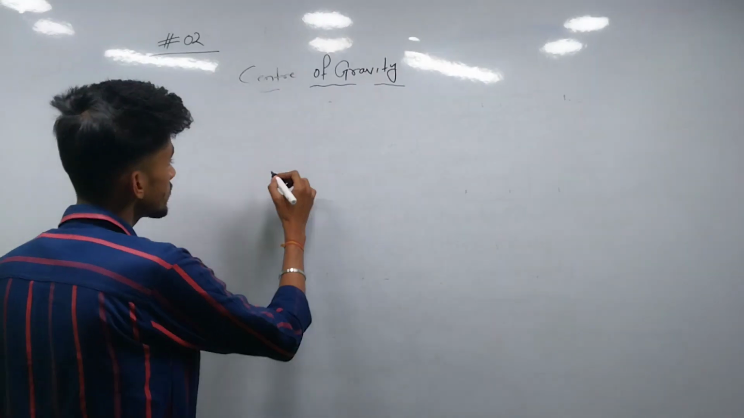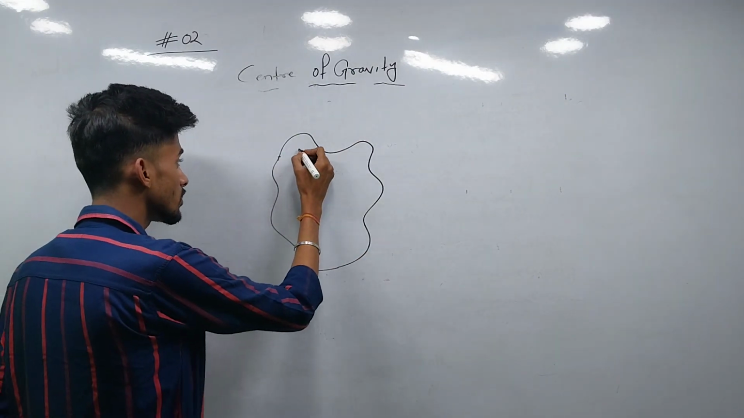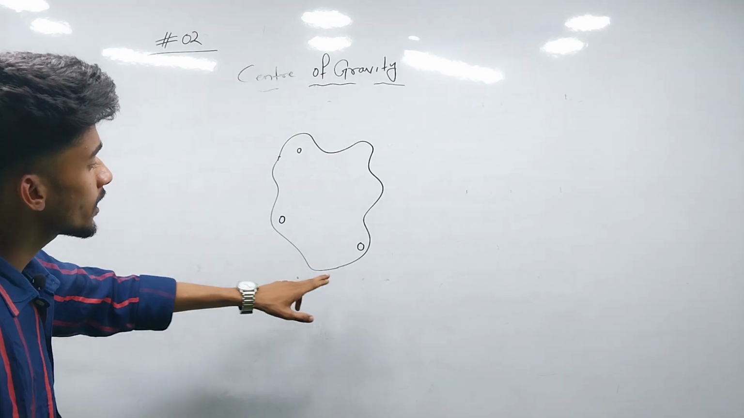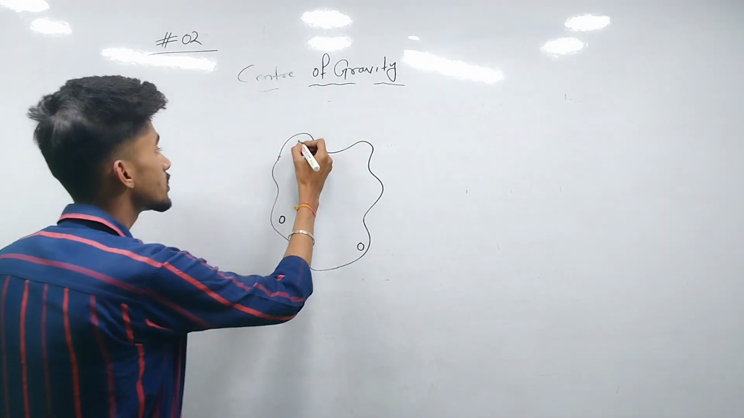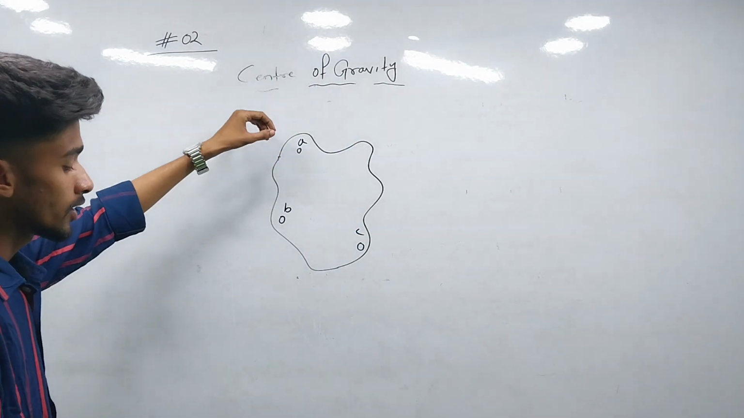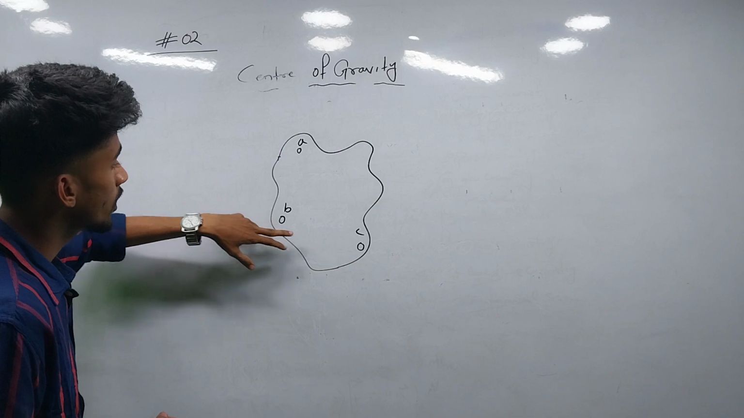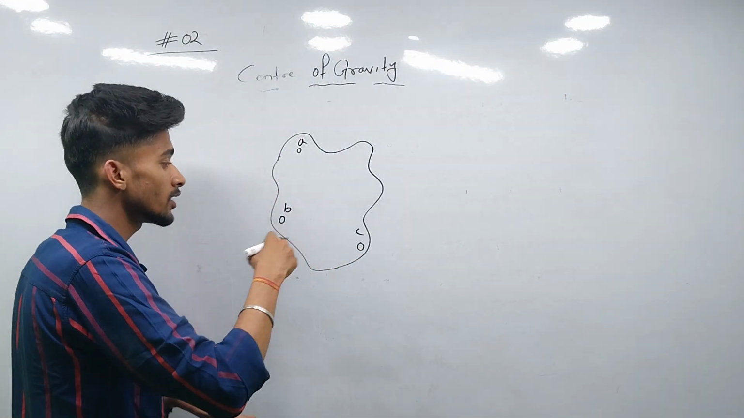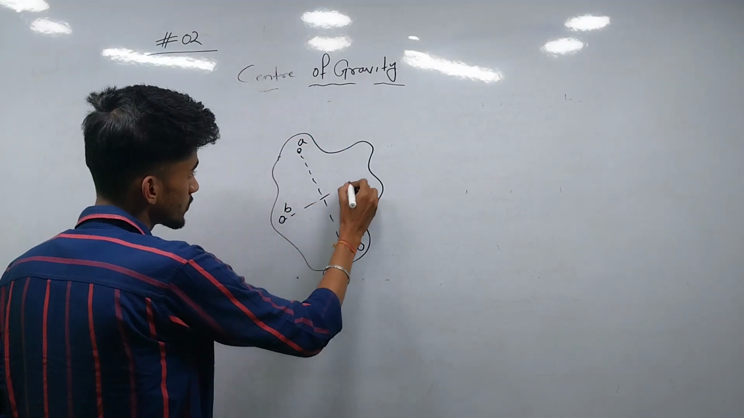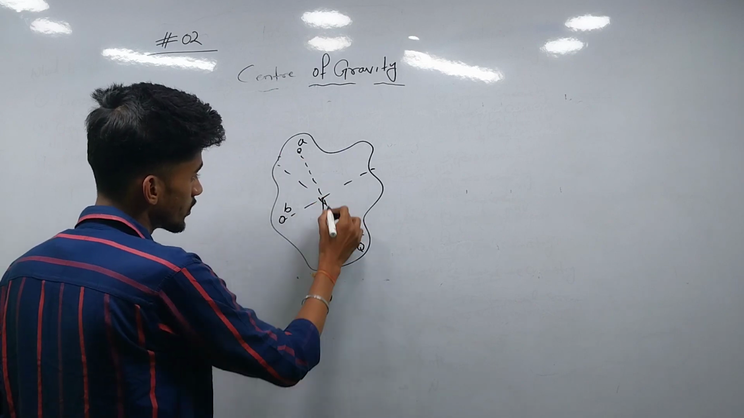So this is an irregular lamina, and we have to find its center of gravity. First, we create three holes, and after creating three holes we use a thread and suspend the lamina from a particular hole, like A, B and C. First we suspend the lamina from hole A and let it oscillate freely. Then we do the same with point B and point C. After oscillating, when it comes to rest, we can obtain lines. If we connect these lines after it comes to rest, this point will be the center of gravity.